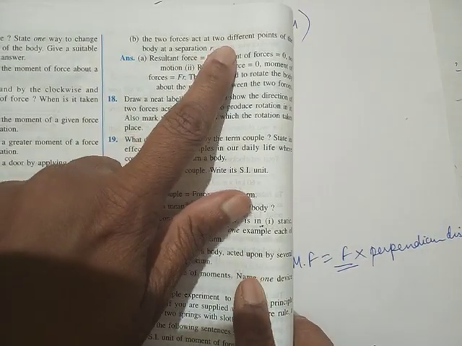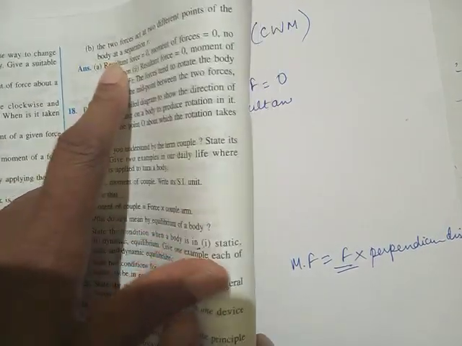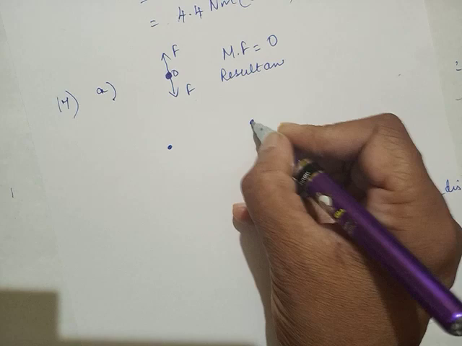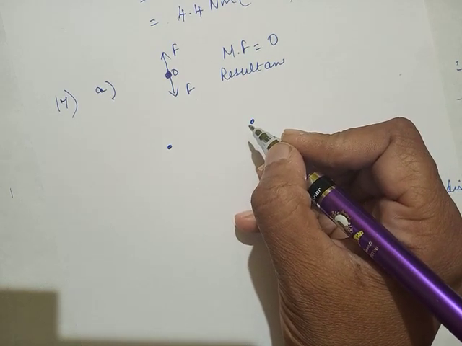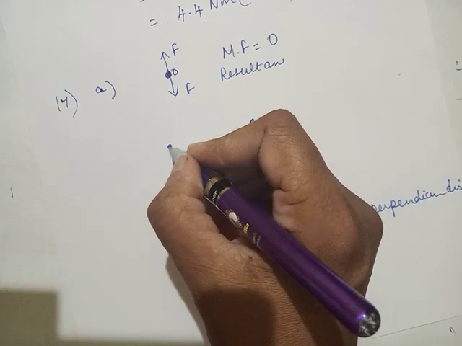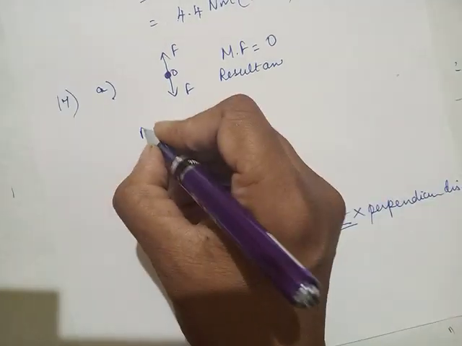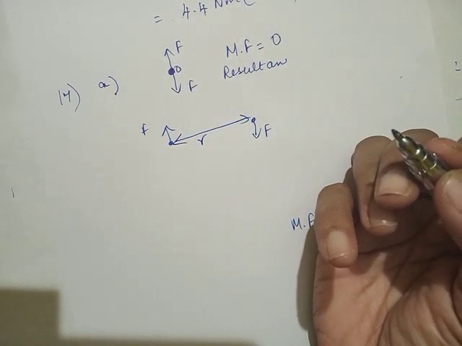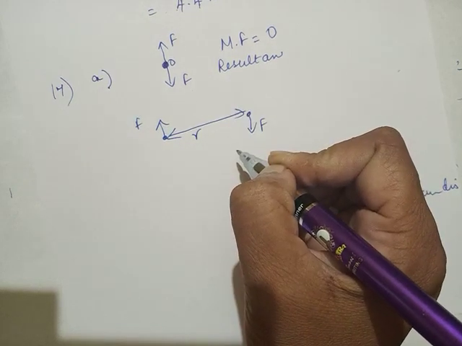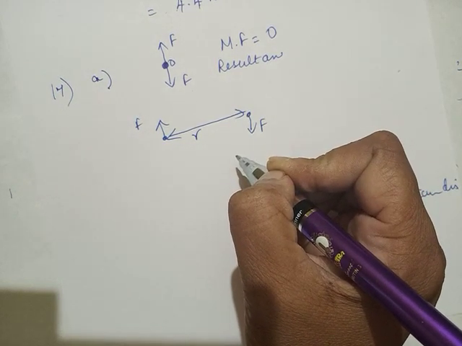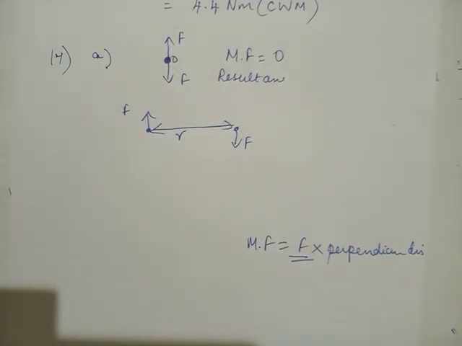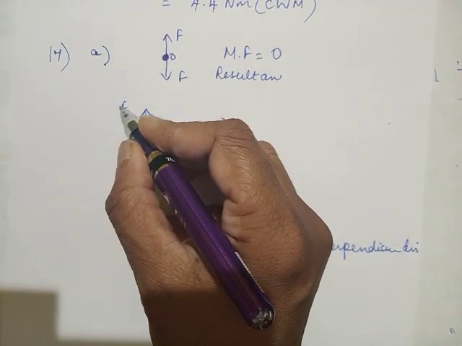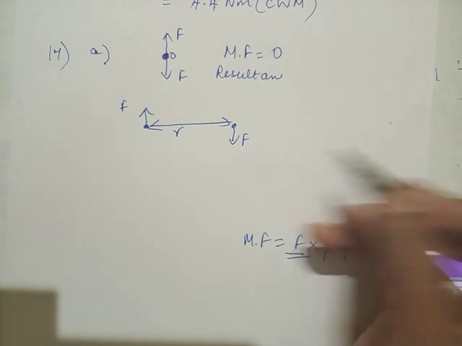Now, the two forces act at two different points of the body at a separation r. So in the first case they said it acts in opposite direction, but in the B case, they act at two different points of the body at a separation r. So one is acting here, one is acting here, and the separation between these two points is r. So this forms a couple. So resultant force will be 0, because if this was plus 4 Newton, this will be minus 4 Newton, and they will get cancelled.